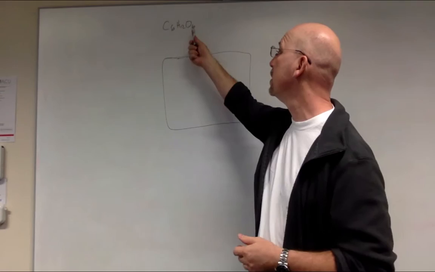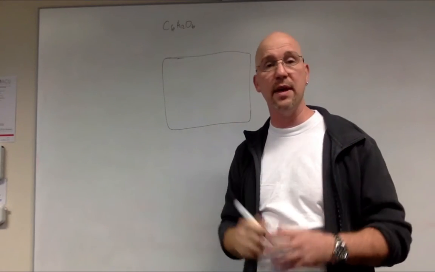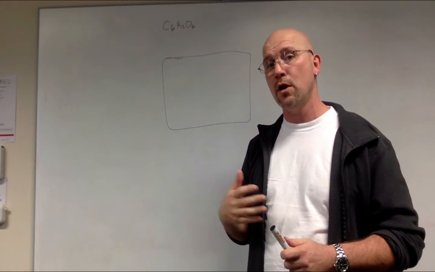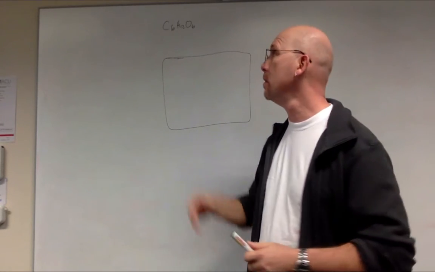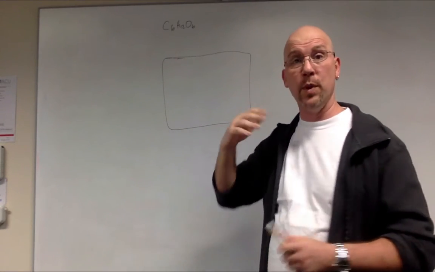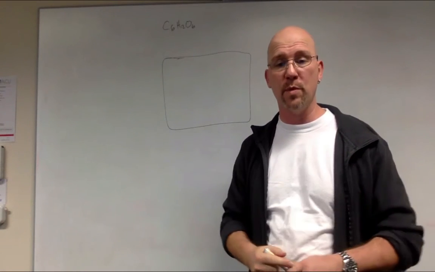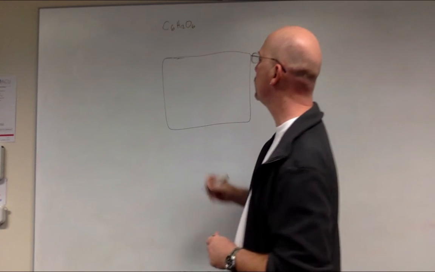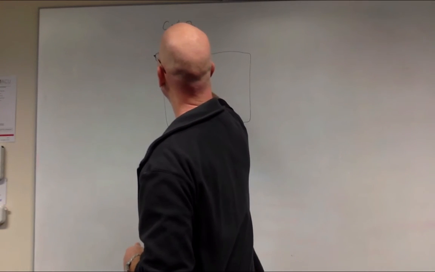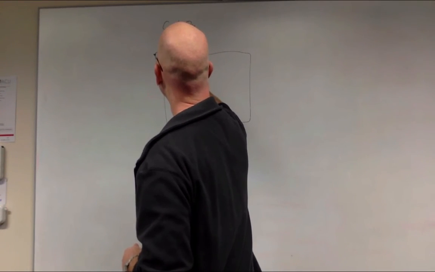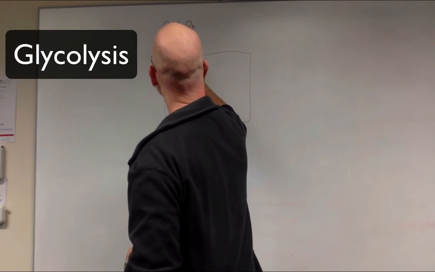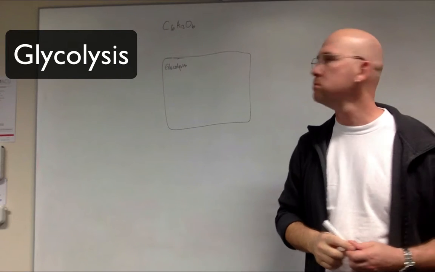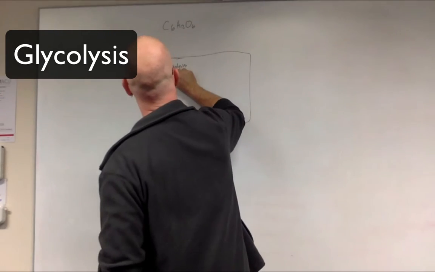So our brains need glucose in order to run. They can't use any other fuel. If you interrupt the glucose flow or if you interrupt the oxygen flow, you'll see why, then we pass out because the brains won't work properly. So we take this glucose, and the first thing we do inside the cell is something called glycolysis.